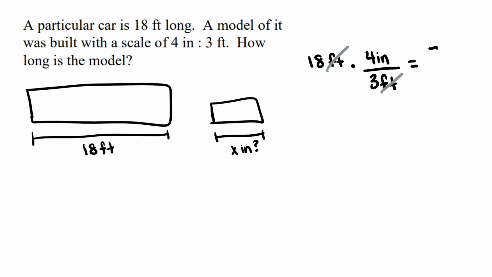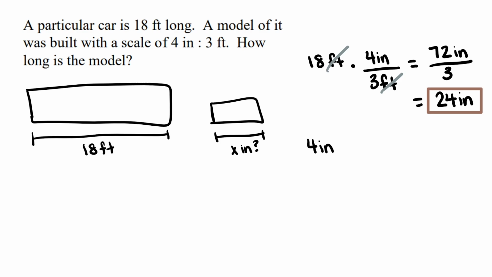18 times 4 is 72, divided by 3. So when we divide 72 and 3, we get that the length of our model car is 24 inches. When we set up our proportions, we'll do 4 inches over 3 feet equals x inches over 18 feet.